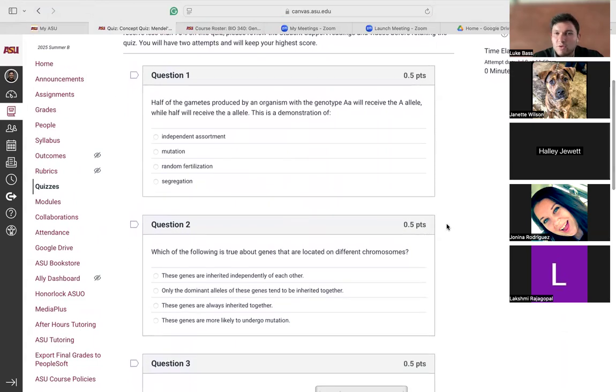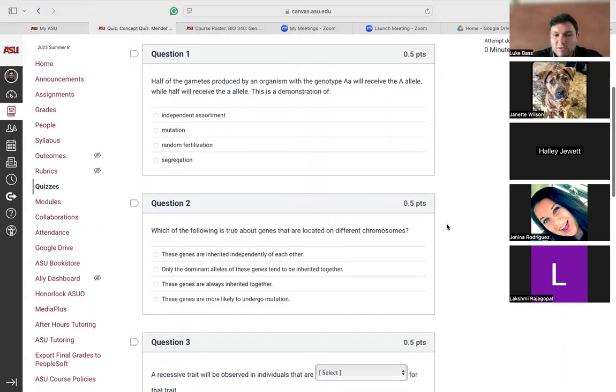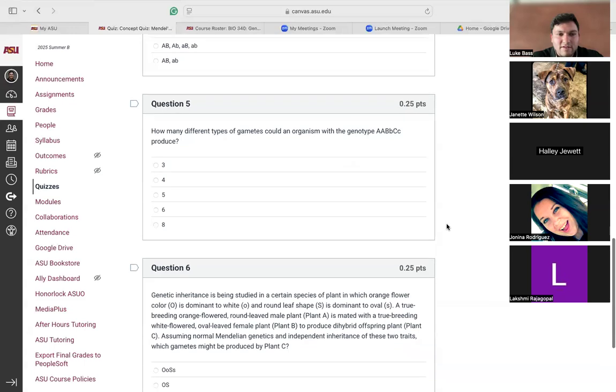Okay. So which question specifically? Questions 5 and 6. Okay, 5 and 6. So how do you feel about the idea of what the gamete genotype should look like?